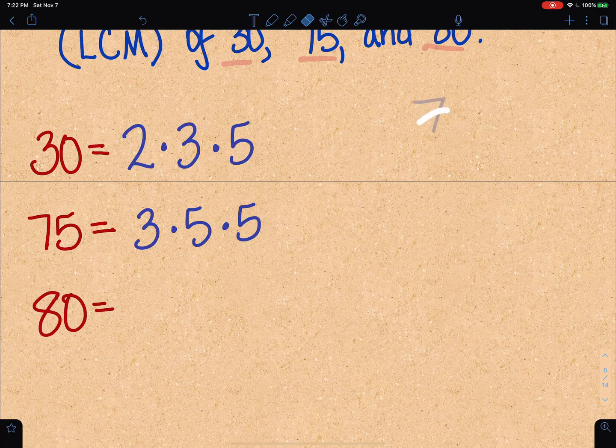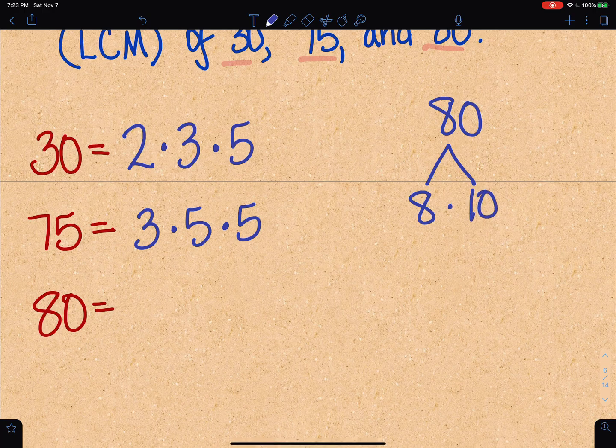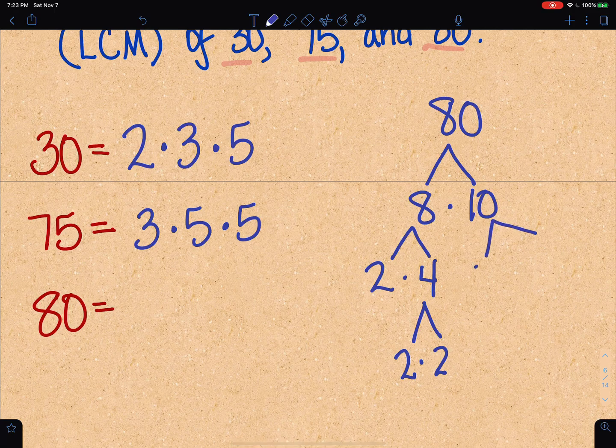Now next number is going to be 80. Now, I'm going to do this a little different. I'm just going to do 8 times 10. Now, those are not prime numbers, so I can take those down further. This one's 2 times 4. 4 is not a prime number. That can be 2 and 2. Okay? Now, let's do the same thing with 10. 10 can be 2 times 5. And those are prime numbers, so I'm going to stop there.